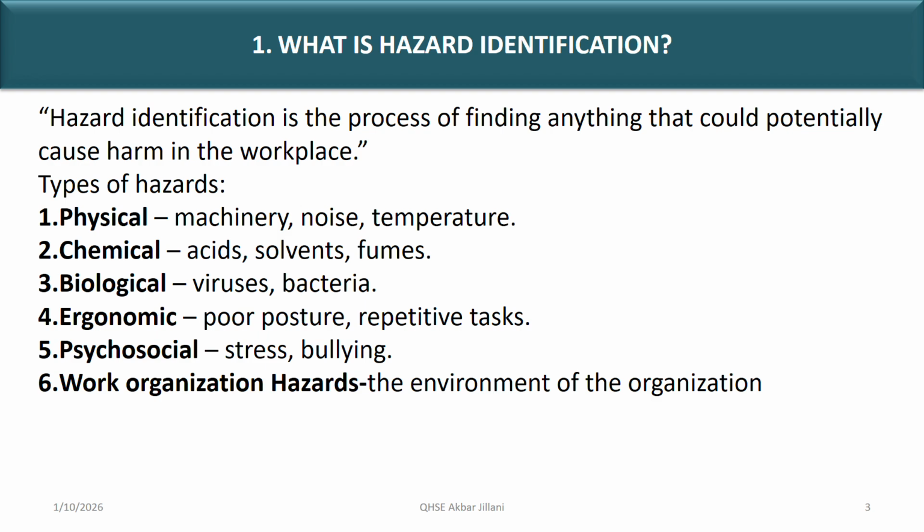There are different types of hazards. Let's describe different types of hazards. Physical hazards from machinery, noise, temperature, etc. Chemical hazards that we have from the acids, solvents, fumes, etc. Biological hazards that we have from viruses, bacteria, fungi, and fallen grain. Ergonomic, for posture, repetitive task. Psychosocial stress, bullying. Then work organization hazard, the environment of the organization.